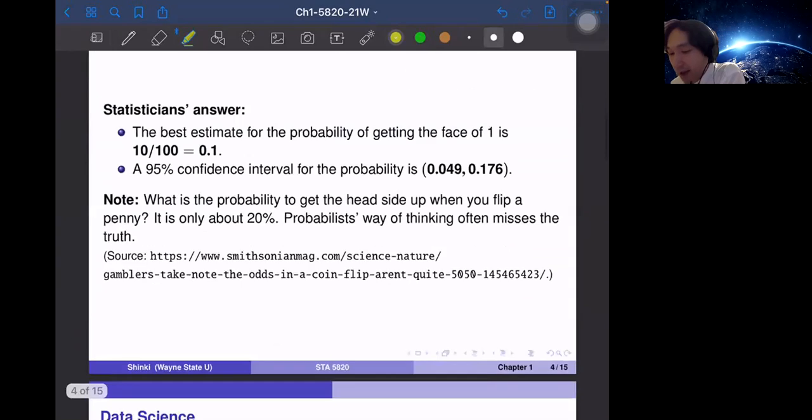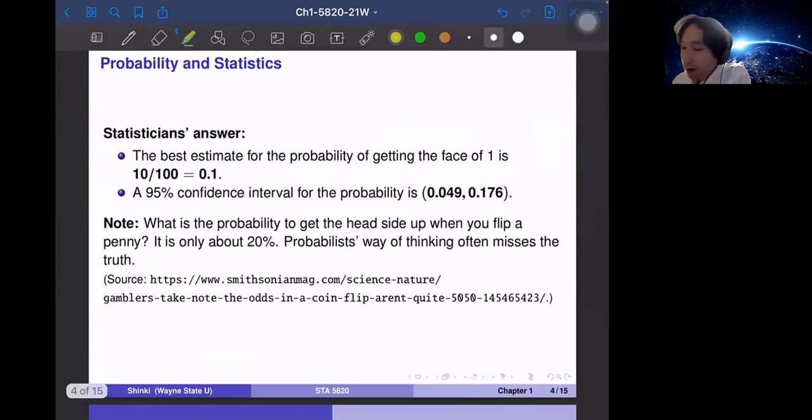Statisticians' answer is different. We have 10 over 100. That is the data we have. So the best estimate for the probability of getting the face of 1 is 10 over 100, which is 0.1. This is actually smaller than 1/6. But of course, we have some variability. We have some randomness when you do this trial 100 times.